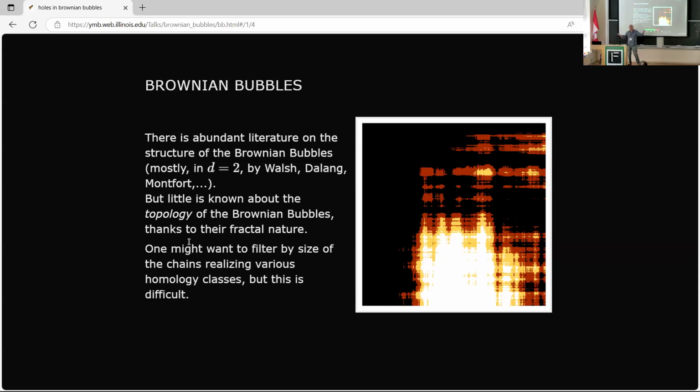What do you mean when we talk about topology? The number of components is infinite. The number of holes in those components will be infinite. How to formulate this question properly was not clear. So there's tons of pathologies in those Brownian bubbles. Everybody has a collection of their favorite.